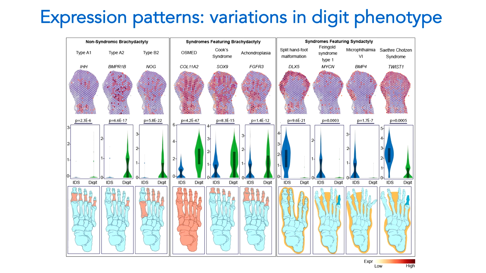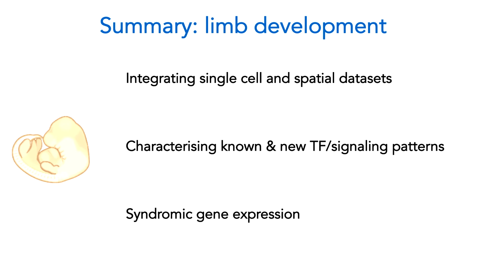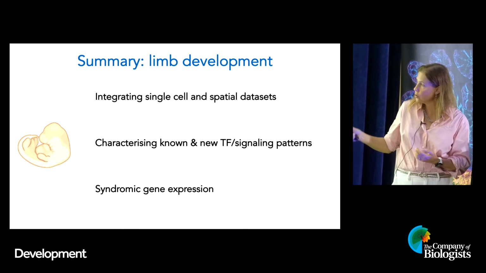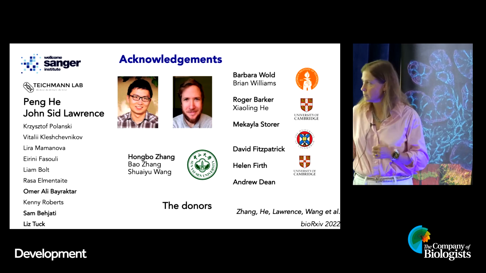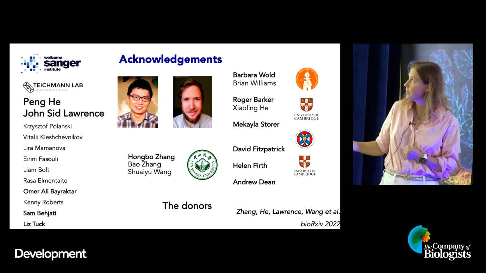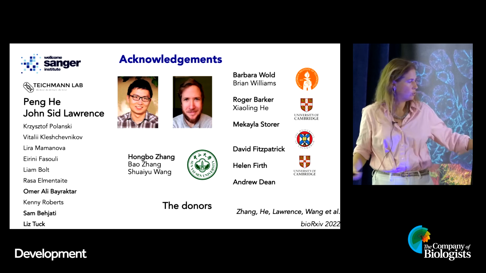So I just want to summarize here: we can integrate single cell and spatial data sets to really make a comprehensive cell atlas. We can characterize known and also new transcription factor and signaling patterns and link to syndromes. I want to thank Pong and Sid, and also Hongbo Shong, a collaborator and former postdoc of mine who moved to Sun Yat-sen University as a professor, and Bao Shang from his group. These are fantastic collaborators. And of course, for all of this work, I want to give a huge shout out to the women who donated their tissue.